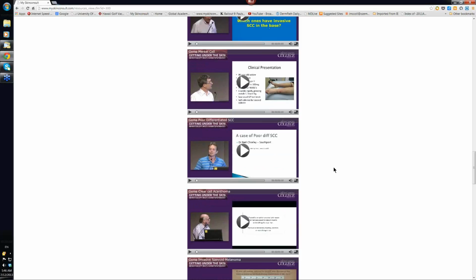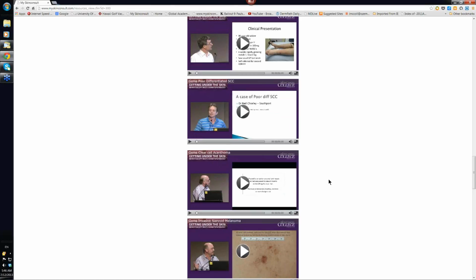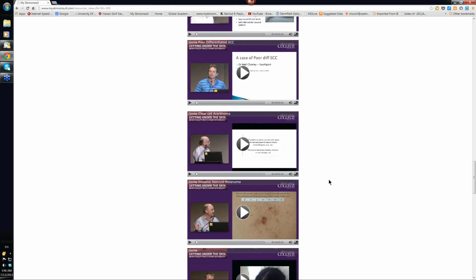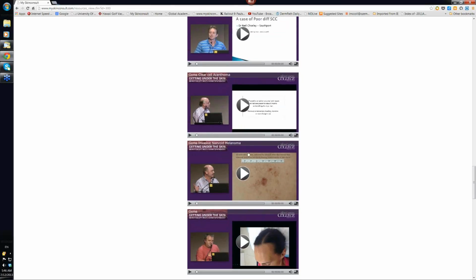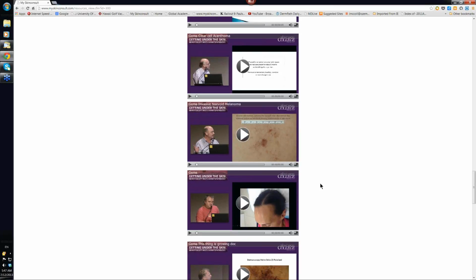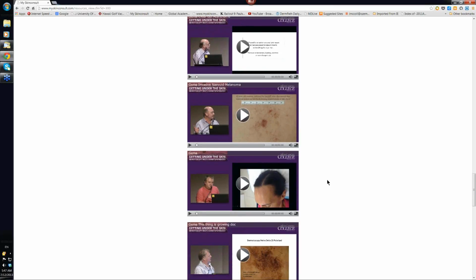Neil Chorley looked at a poorly differentiated SCC and just the management of that. But there were some good little vignettes on clear cell acanthoma, on a nevoid melanoma, which is always a difficult one. This was interesting. Clay wondered about the diagnosis here as to whether, in fact, this was a nevus spiralus with a melanoma developing within it rather than the whole thing being melanoma. But it was really a good talk.